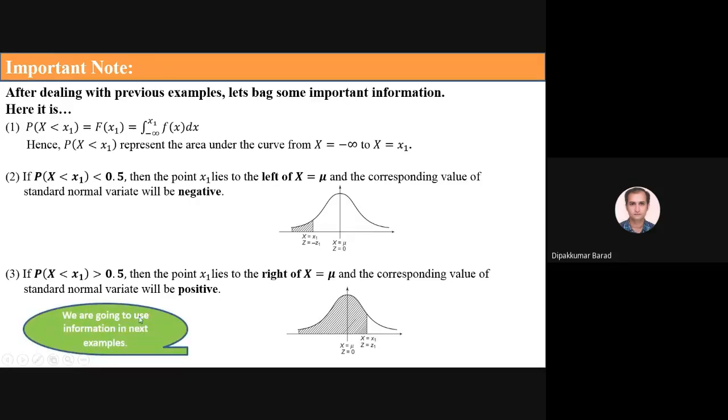Okay, we are going to use this information in the next example now. So I hope everyone is clear. Whenever you have P of x less than x1, the probability of x less than x1, which is less than 0.5, then your standard normal variant is negative, and the probability of less than x1 which is greater than 0.5, then your standard normal variant is positive.